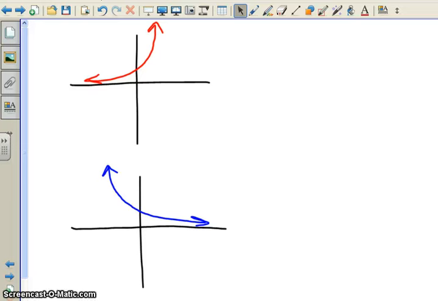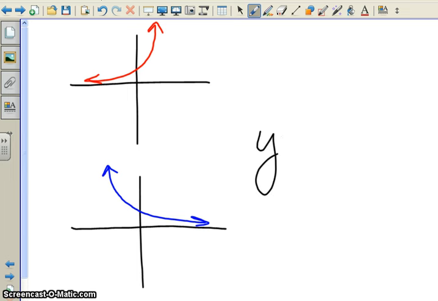We have a couple graphs of exponentials. The red graph is an equation representing exponential growth. The blue is exponential decay. Both of these exponentials have the same general form as an equation, very much related to a geometric sequence.